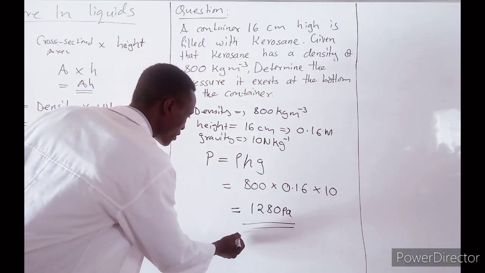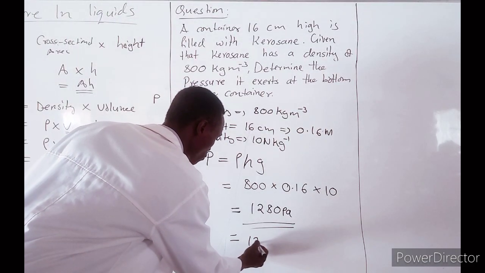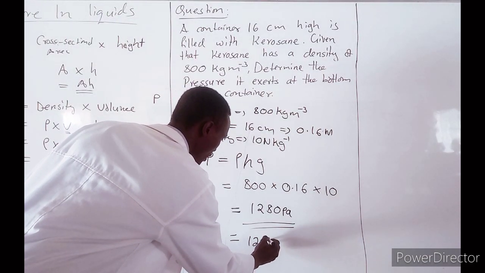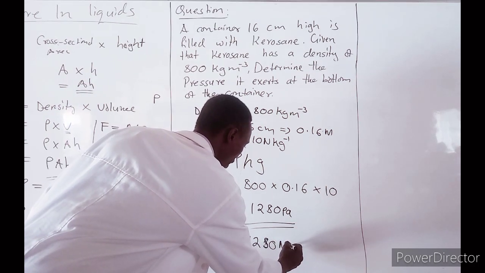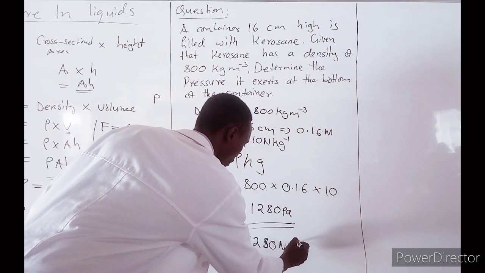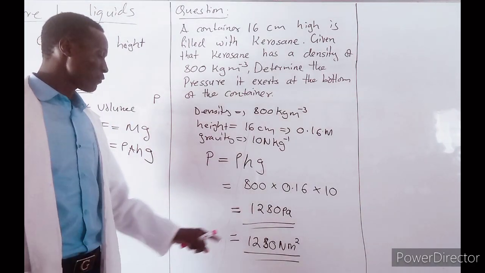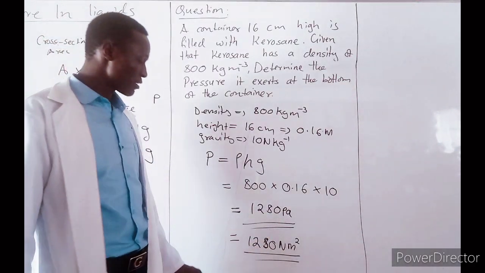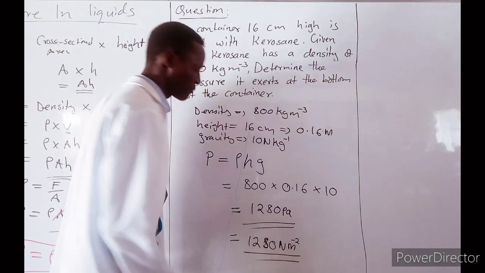Remember, 1,280 pascals is also equal to 1,280 newtons per square meter.